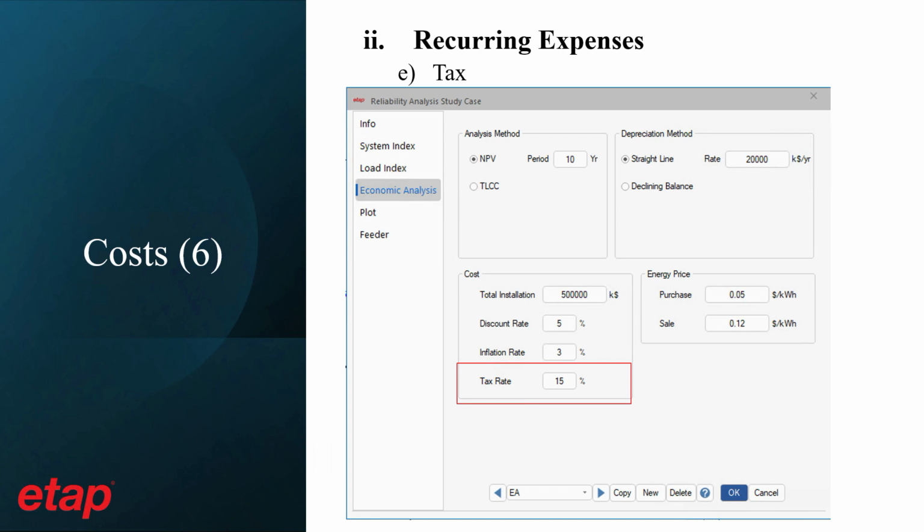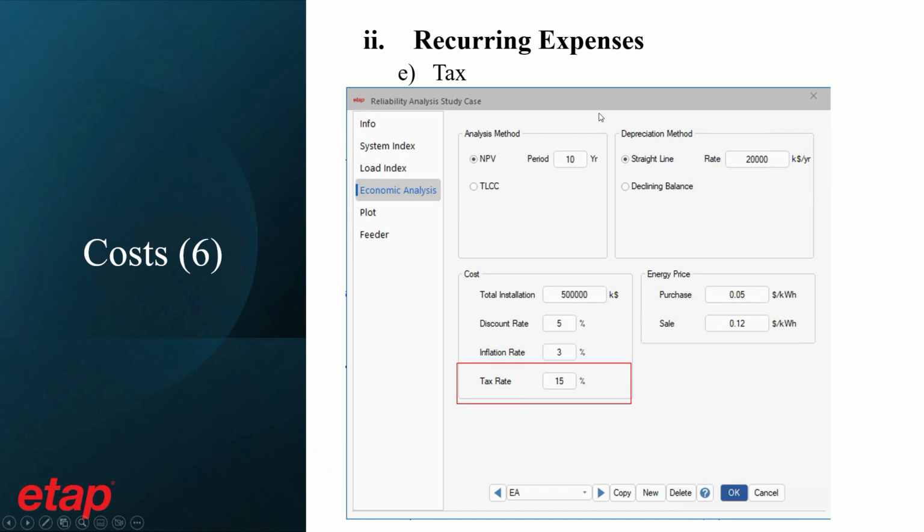The assumption in ETAP is that at the end of each year, if the income is a positive value, then the tax will be applied based on the tax rate that is entered by the user in the economic analysis page of the study case editor.